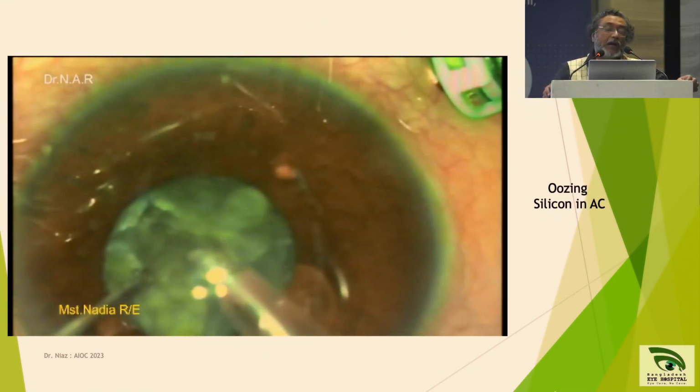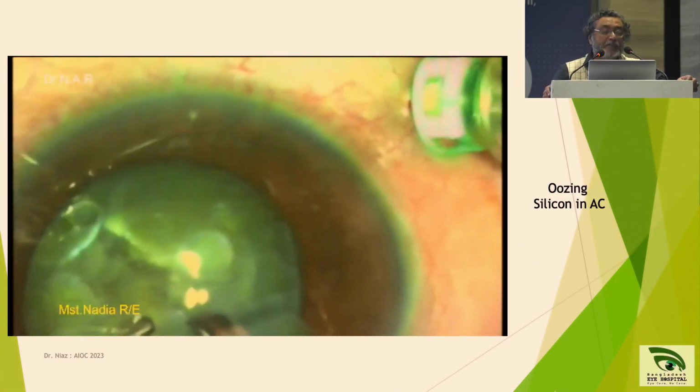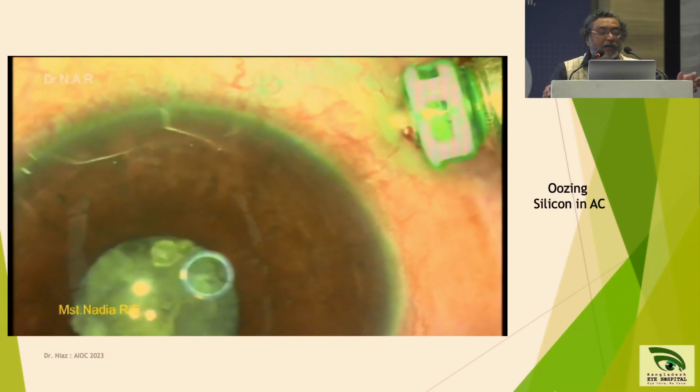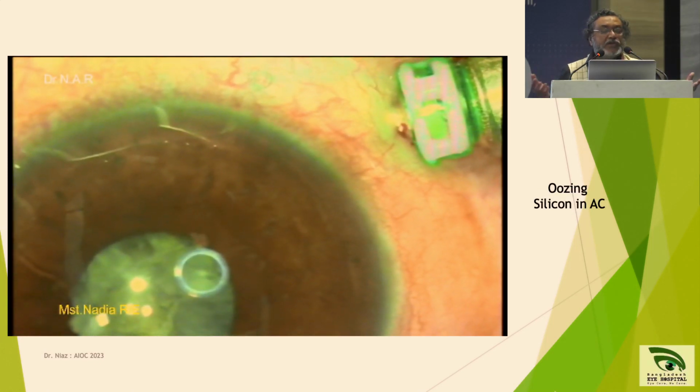We put in a cannula in the pars plana because the eye was getting soft as so much silicone was coming out. But then the pupil started going down, and this surgery became very difficult.